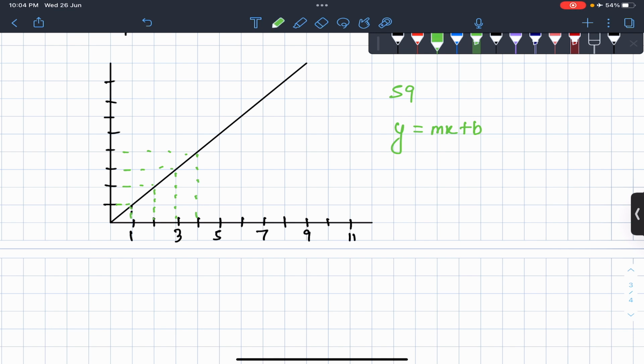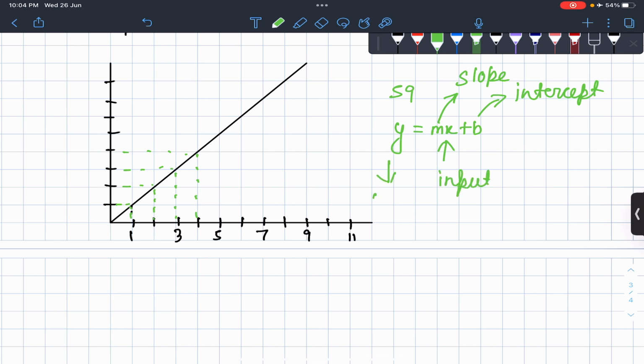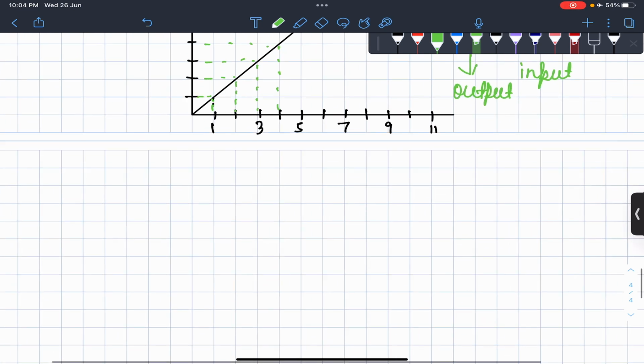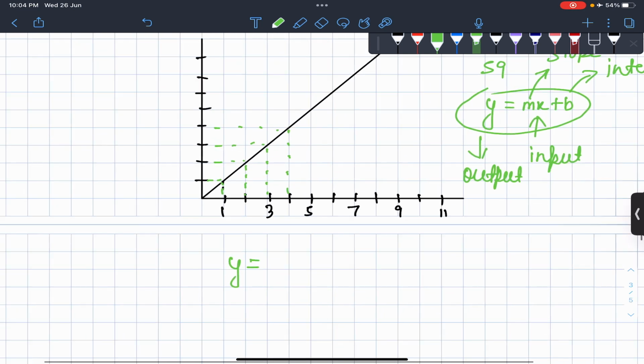this is what we call the intercept. This is the solution we want to find. This is the slope. This is the intercept. And this is the input, and this is the output that we want. What are we finding? Y. If you give the x, it will give us the y.